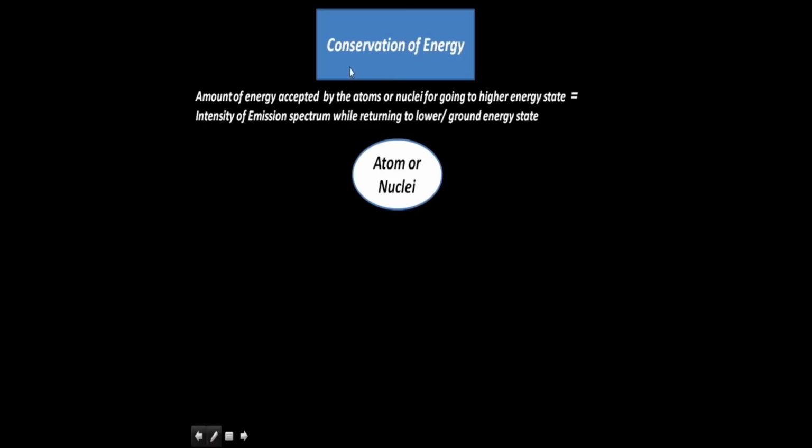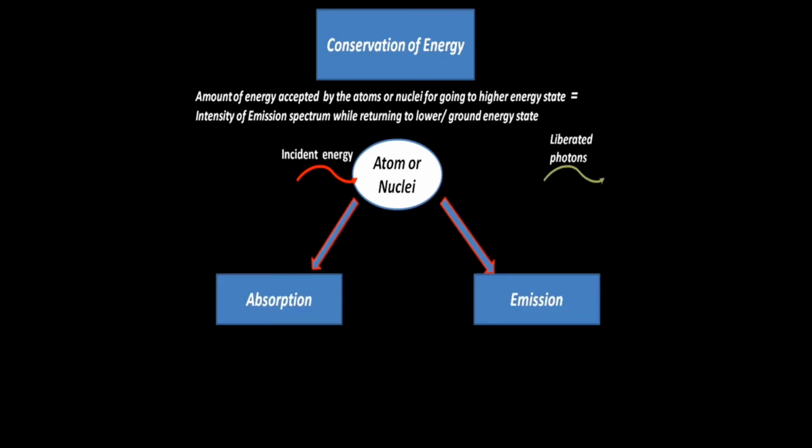The entire principle of spectroscopy is based on conservation of energy, the energy being conserved within the atom or nuclei. The amount of energy accepted by the atom or nuclei for going to a higher energy state is equal to the intensity of the emission spectrum or absorption spectrum while returning to the lower or ground energy state. This spectrum is analyzed for identifying the presence of the particular element and for determining the composition of that particular element.